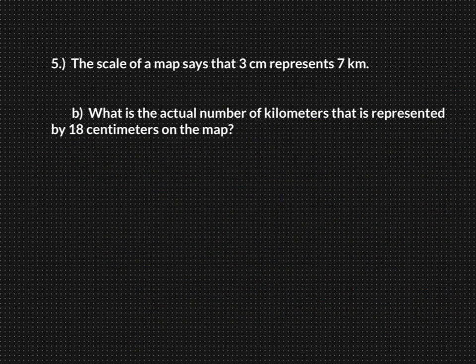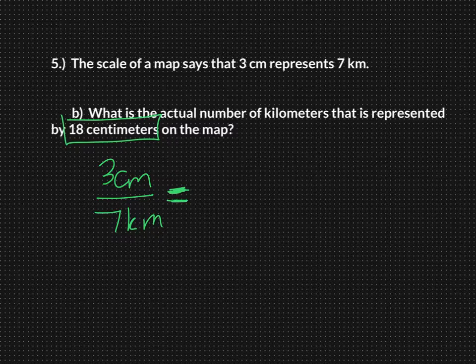For the next one, I'm now not looking for centimeters, but I'm instead looking for the kilometers. So I'm going to set up the same exact ratio. We'll start out, because I know every 3 centimeters is equal to 7 kilometers. And in this one, I've been given 18 centimeters. So that's equal to 18 over some number, because it's 18 centimeters.